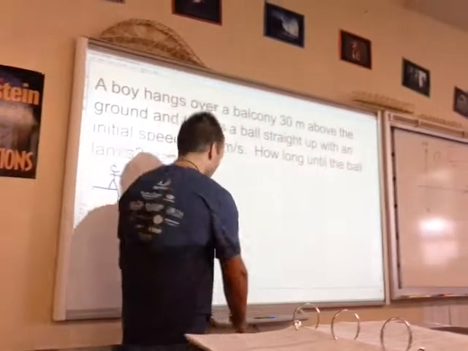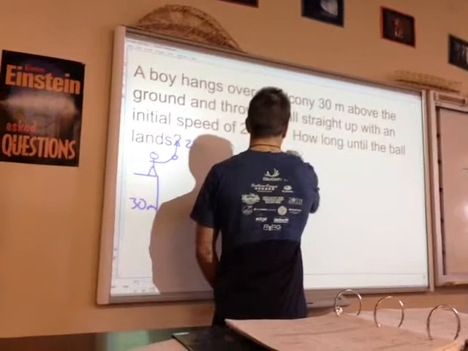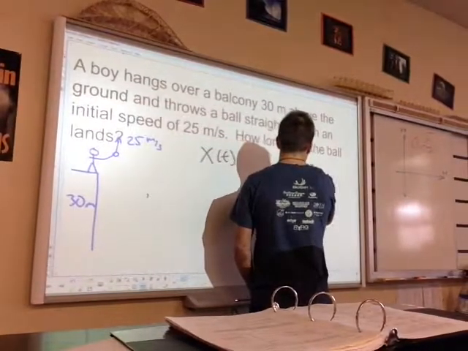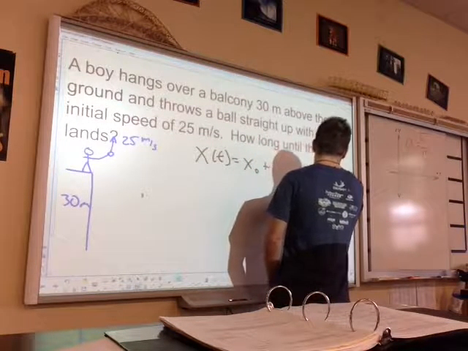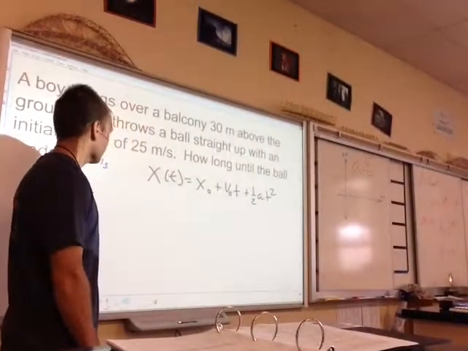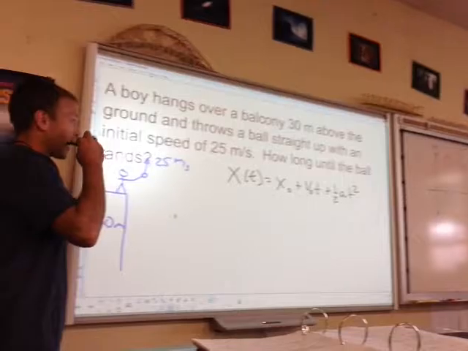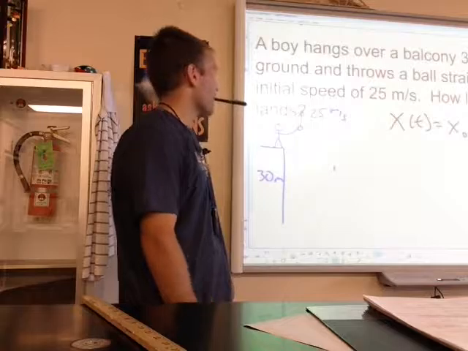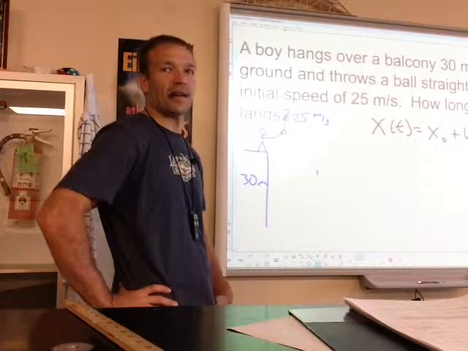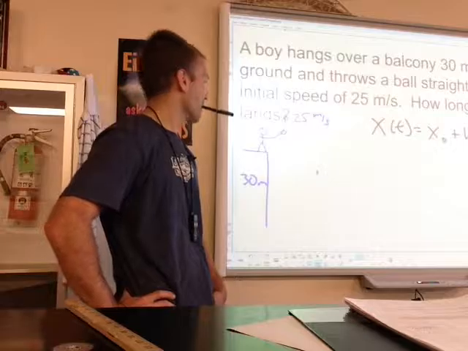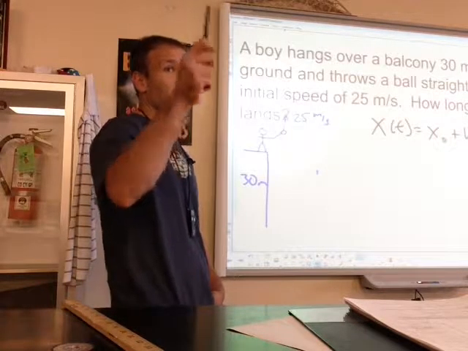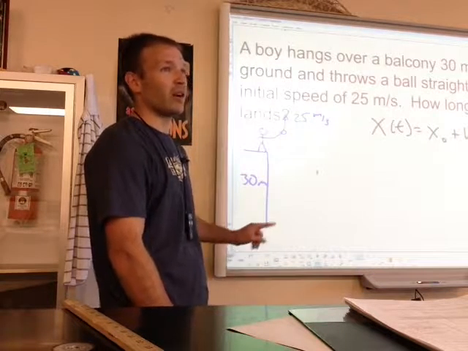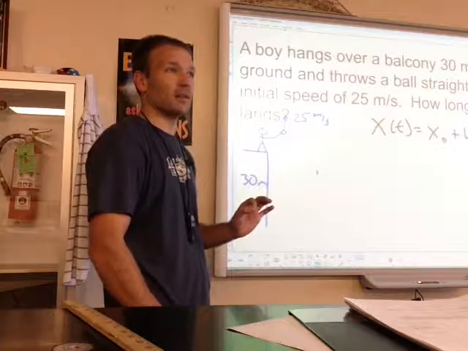Let's do this. Let's write down our equation. X, as a function of time, is equal to the initial position plus the initial velocity times the time plus 1/2 at squared. How many of these things do I know? Do I know the initial position? That's right, good. Now, before we say yes, 30 meters, let's be very careful. Where is my origin here? Where's my reference point?